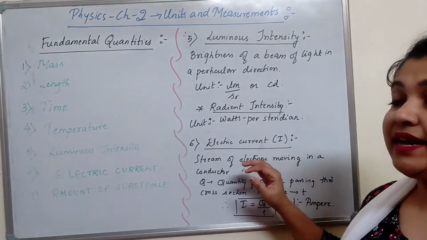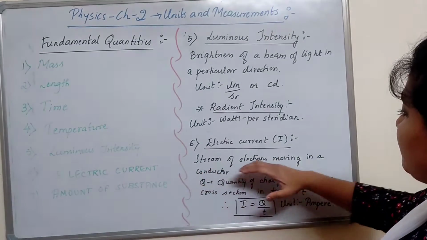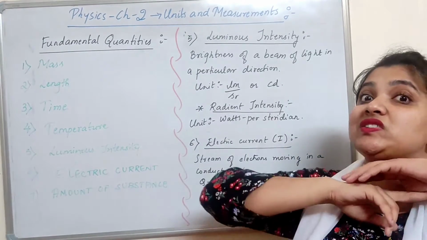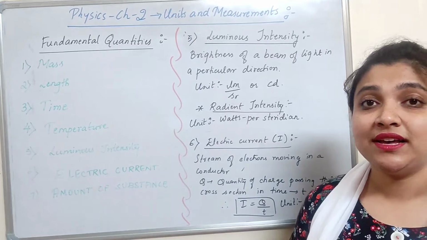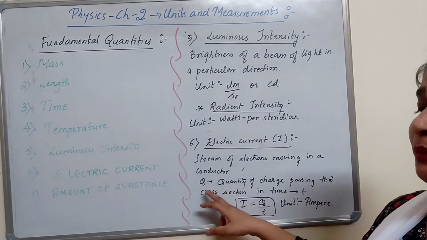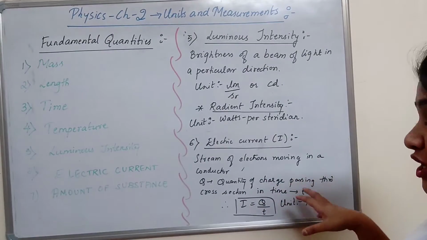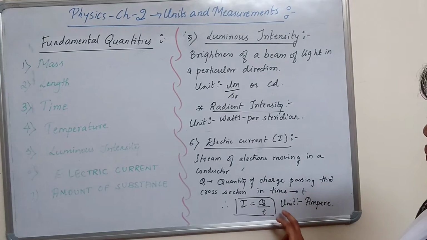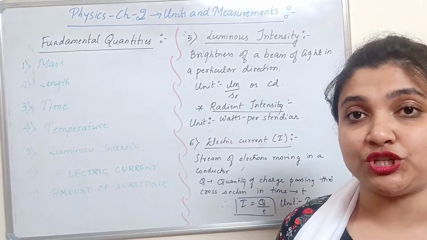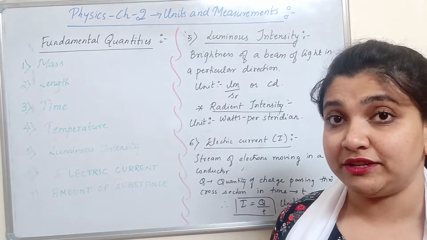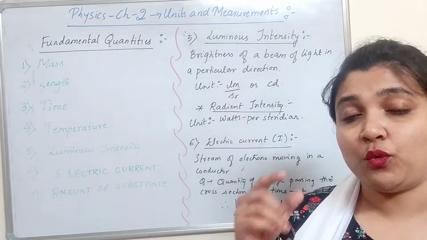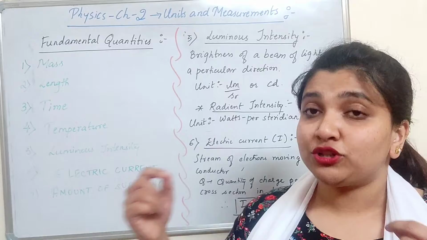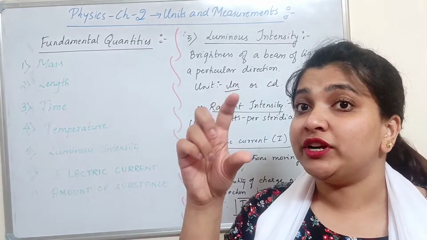Then the next fundamental quantity is electric current. So what is electric current? Electric current is a stream of electrons moving in a conductor. Suppose Q is the quantity of charge that is passing through a conductor in time t. Alright, so we can derive current as Q by t. What is Q? Q is the quantity of electric charge passed through that conductor in a given unit cross section.